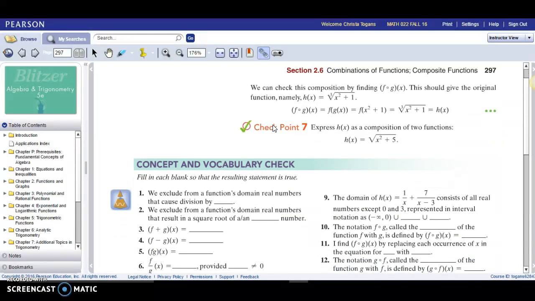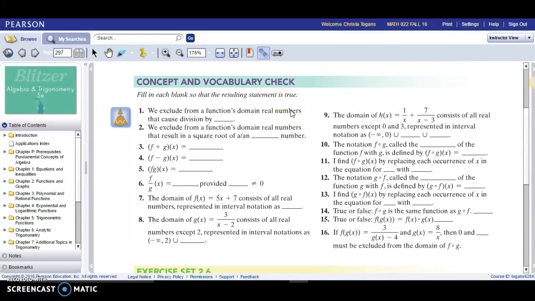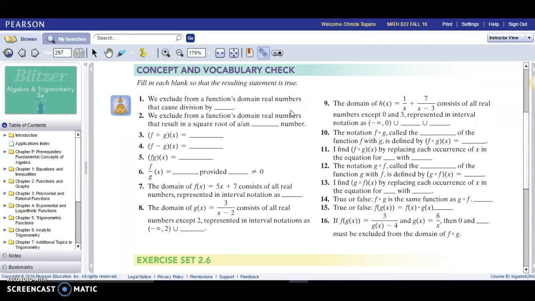Finally, I think it is a really good idea for you to go over the concept and vocabulary check, especially in Chapter 2. It's pretty much the basis for all other things in the course.